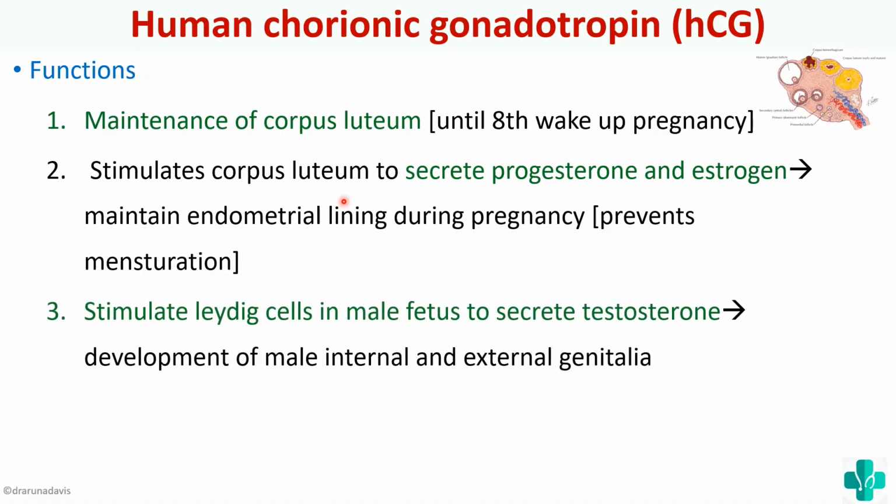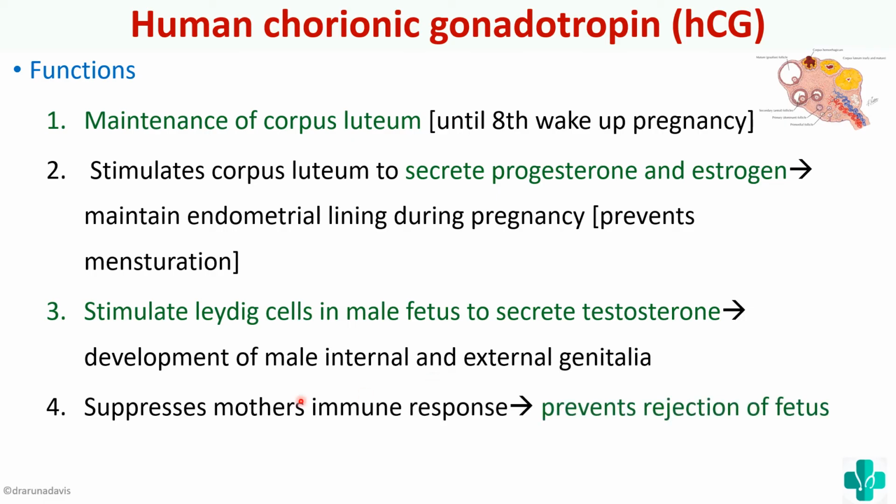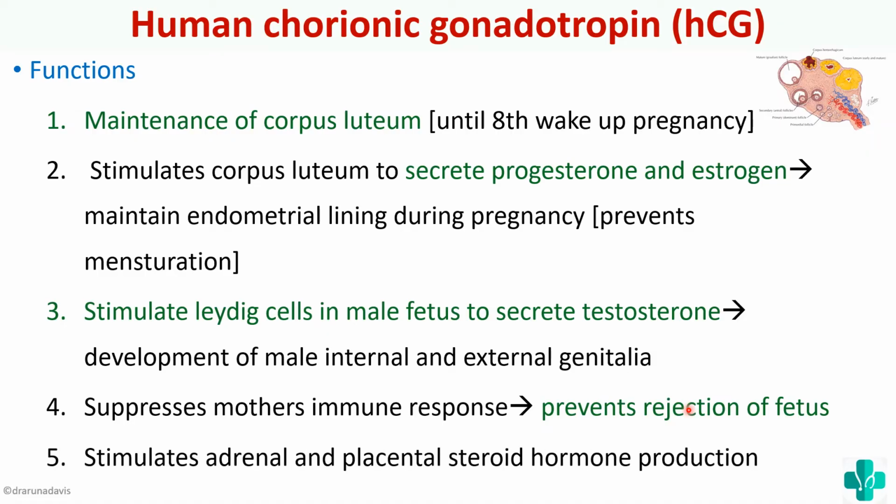It also stimulates the Leydig cells in the male fetus to secrete testosterone, and that will cause development of the male internal and external genitalia, which means this has a very important role in the sex formation of the fetus. It also suppresses the mother's immune response so that there will be prevention of rejection of the fetus. And it stimulates adrenal and placental steroid hormone production.